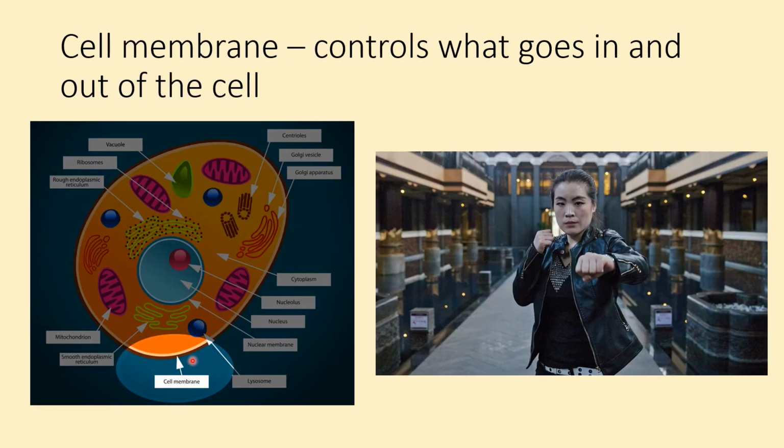The cell membrane goes around the outside of every single cell, plant cells and animal cells, and on a plant cell it's inside the cell wall. You can think of it like an envelope, and it controls what goes in and out of the cell, a bit like a security guard.